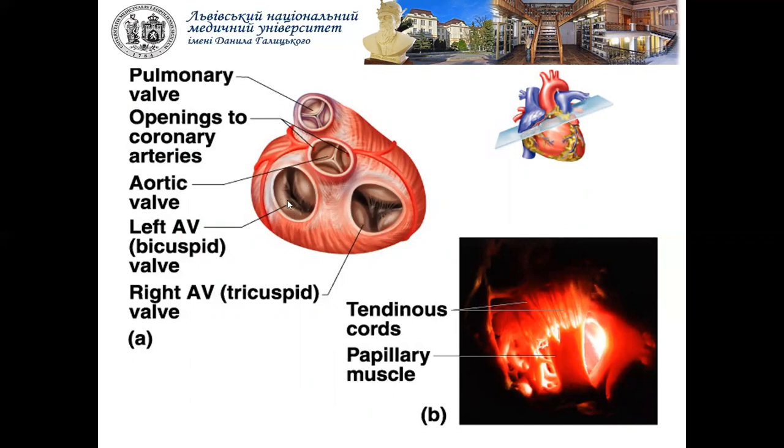Mitral valves, 2 cuspids, and valves of aortic, left, right, and back one, and pulmonary trunk, left, right, and front. So 4 valves of the heart. You can see 4 valves of the heart.